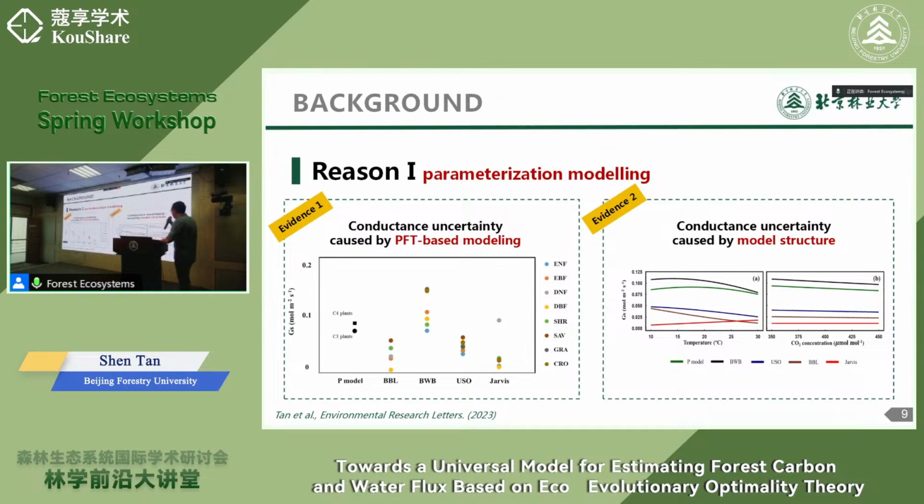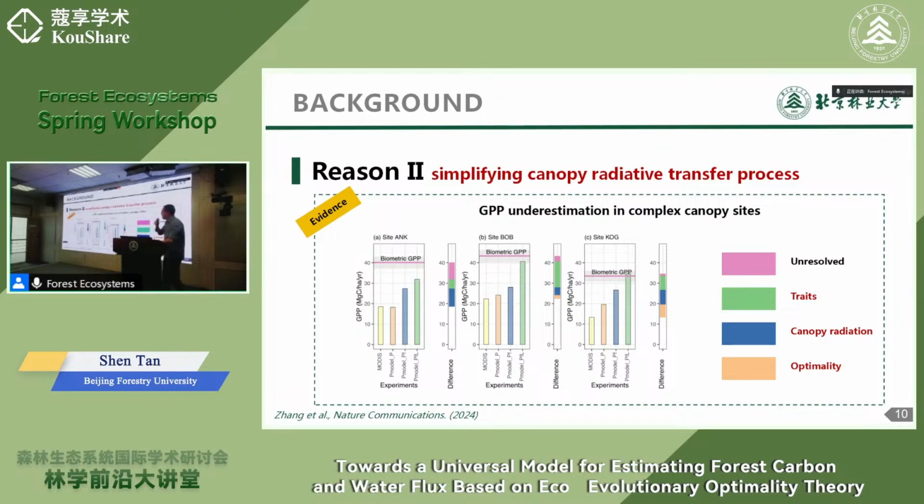So this uncertainty is mainly caused by the parameterization, modeling, and the model structure itself, because different models exhibit different sensitivities. So this is the second reason: because I have a background in remote sensing, I am more interested in the radiative transfer process in the canopy.